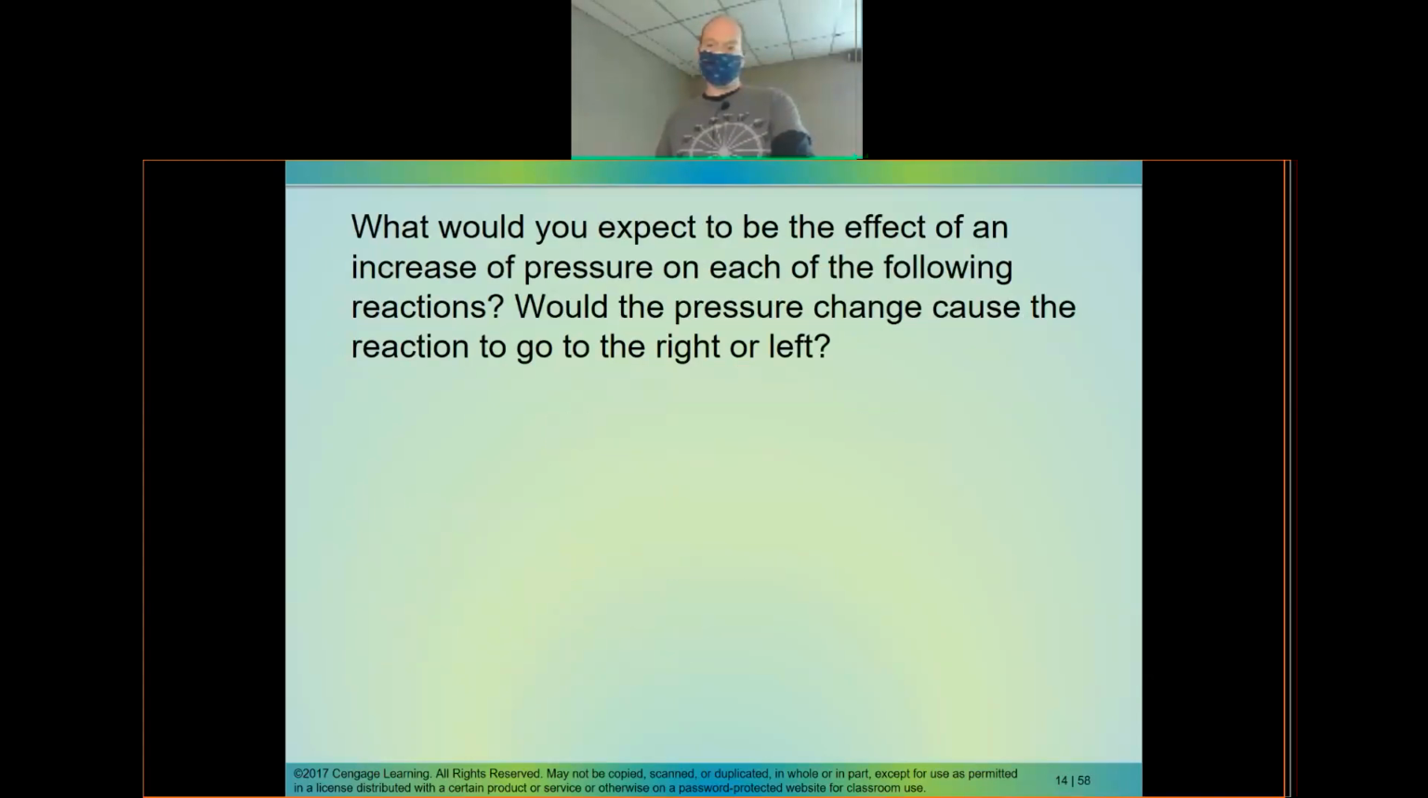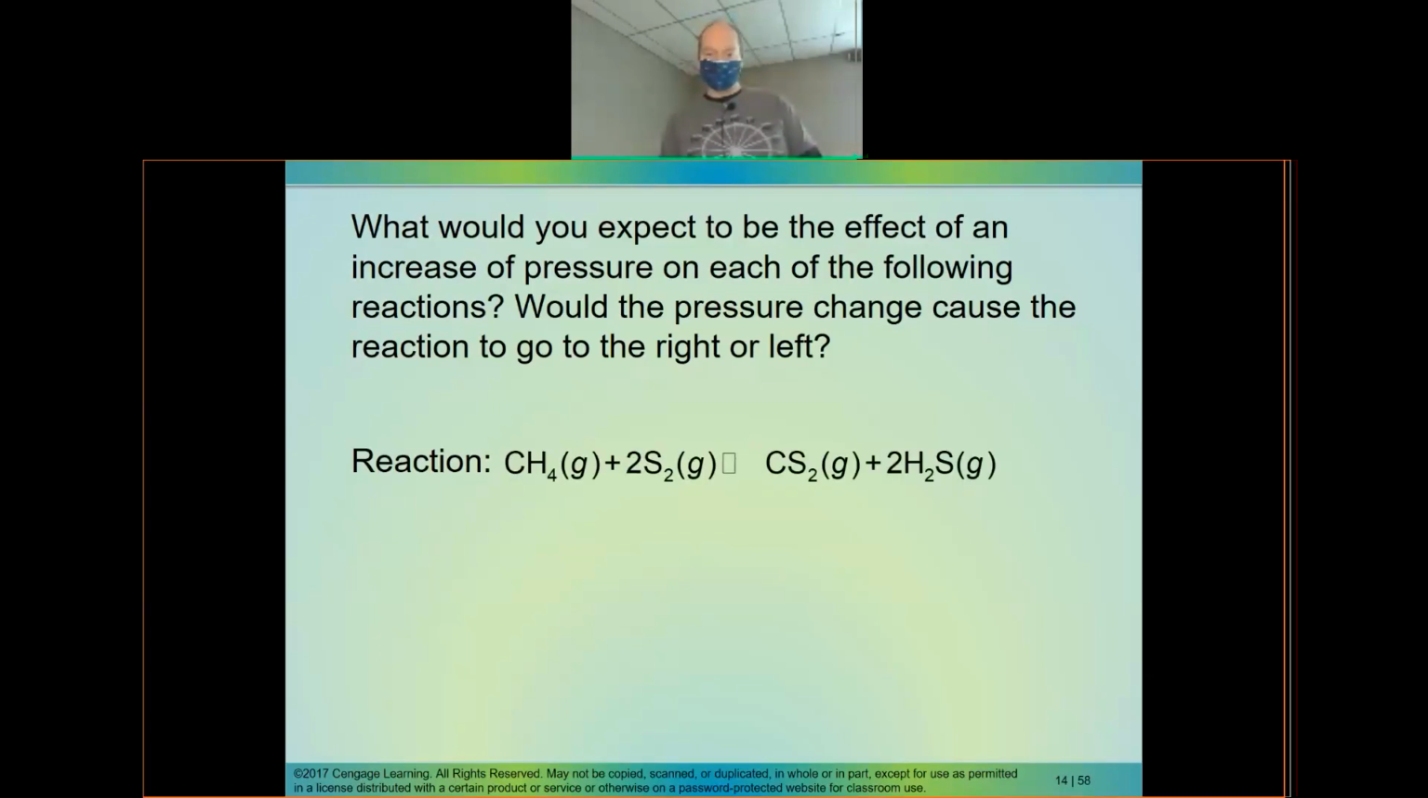What would you expect to be the effect of an increase in pressure on each of the following reactions? Here again, that rectangle is an equilibrium arrow. The first thing you have to do is calculate your delta N. Gaseous products: 3 moles. Gaseous reactants: 3 moles. Since you have 3 moles of gas on the reactant side and 3 moles of gas on the product side, there is zero effect when you increase the pressure.